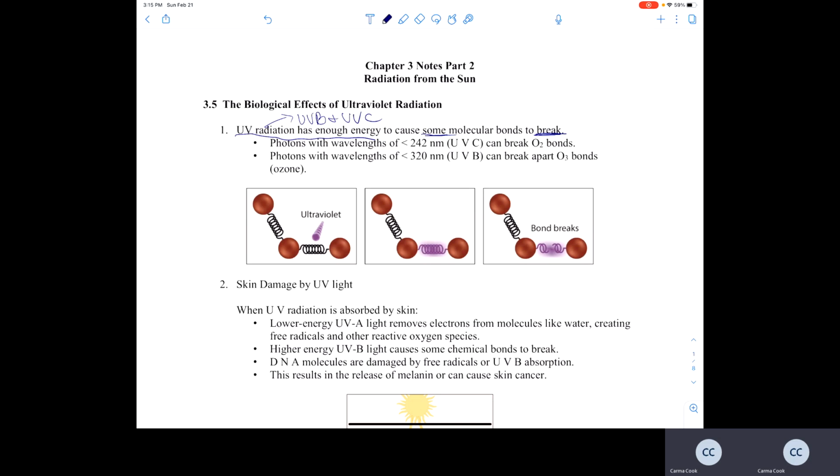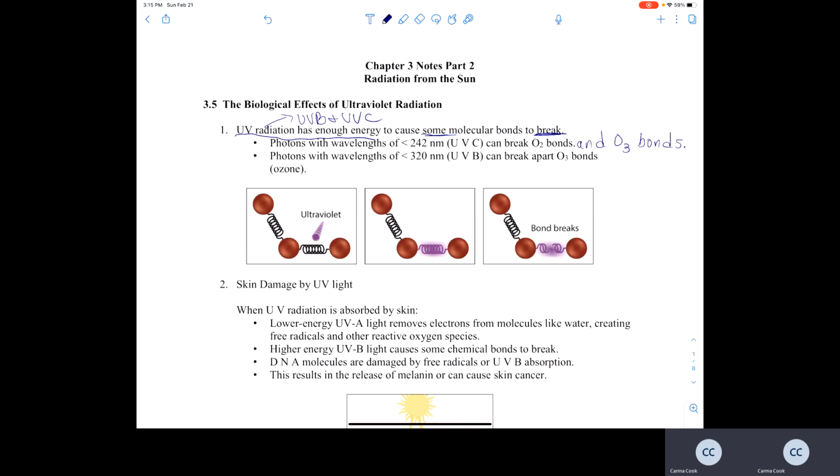UVC radiation can break oxygen O2 bonds, and ozone O3 bonds. So UVC being stronger in energy than UVB, UVC can break bonds in both oxygen molecules, O2, and ozone molecules, O3, whereas UVB is only energetic enough to break the bonds in ozone.